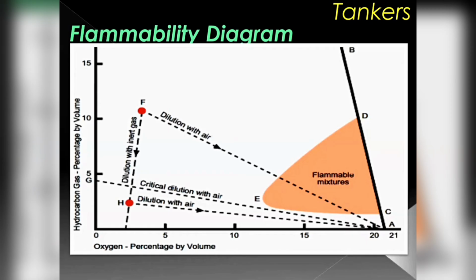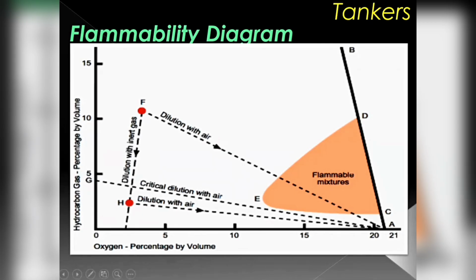Am I making sense? This statement is making sense: the critical dilution with air is the minimum quantity of inerting required before we start dilution with air. Yes, sir. All right. So this is the minimum quantity, and it has to be more than that. Then my hydrocarbon percentage should be well below this, and only then should the dilution with air start.